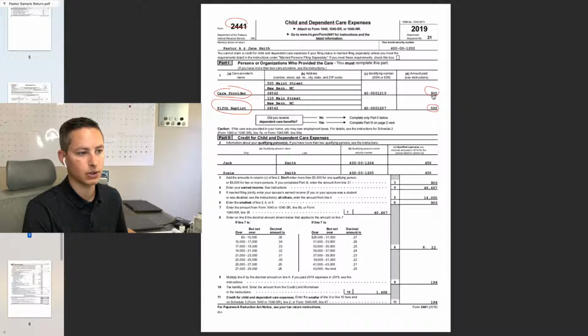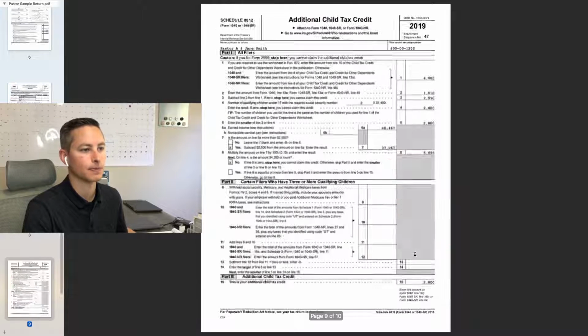We're going to put that $900 here. You tell it how much was for each child, and then based on your income level, in this particular situation, you get a 22% tax credit for that money spent, and that's our $198 tax credit that we took over to our other schedule. The next one is our additional child tax credit.